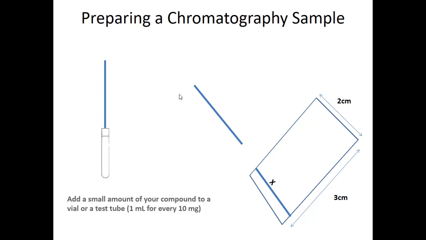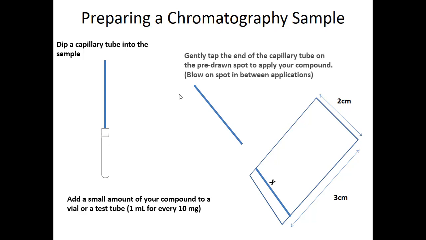So once you put the X on the paper, you add a small amount of your compound to a test tube or a vial, and then you take a capillary tube, dip it into the sample, and then tap it onto the X, right? And as you're tapping it onto the X, the capillary action is going to pull the compound that's in the capillary tube out onto the paper.